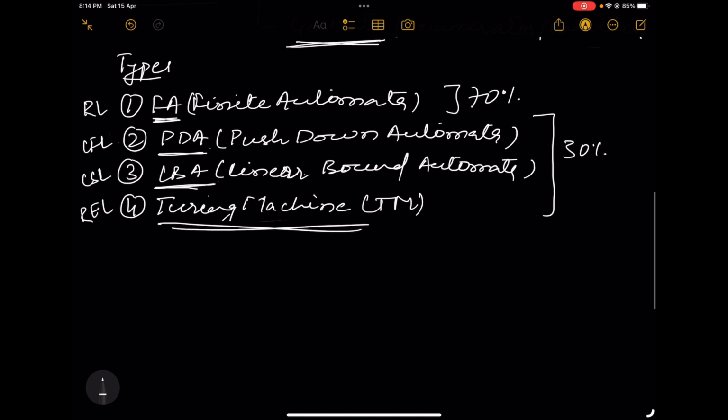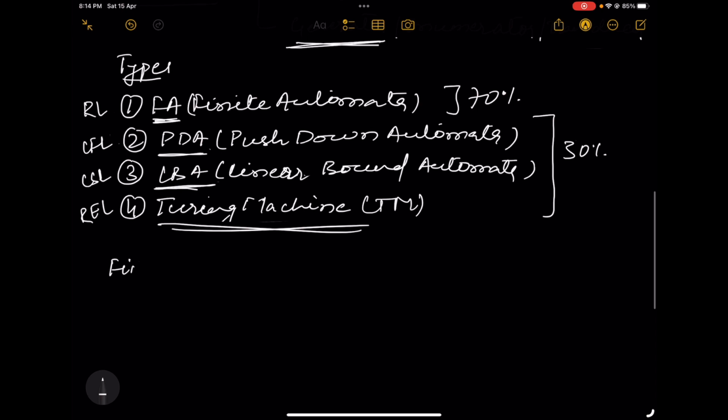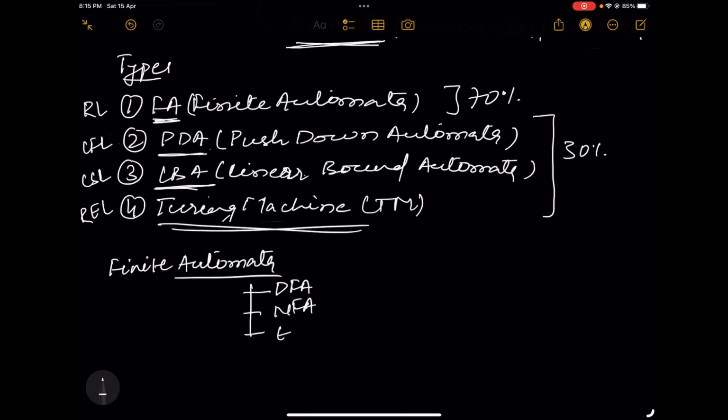Now talking about the machines we are having, starting with the finite automata. We can further subclassify this finite automata into three different categories on the basis of the recognizing capacity it has. So we are having DFA, NFA, and epsilon NFA. These all three kinds of finite automata are used to recognize or accept some language.